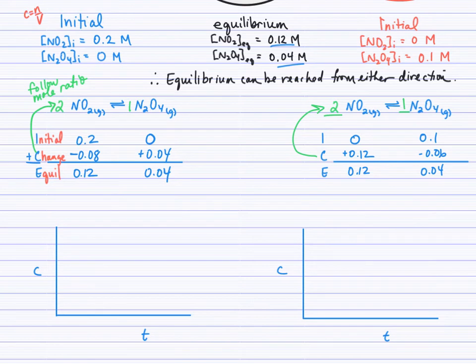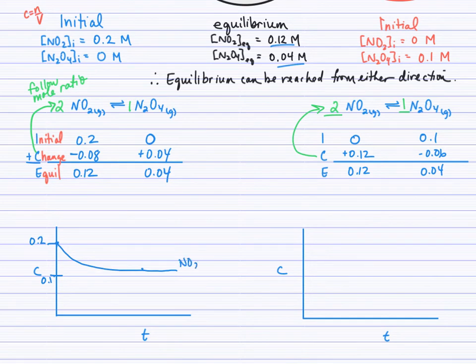Okay, now let's represent these graphically. So I want to plot on the left side the data from the ICE table on the left. Initially the concentration of NO2 is 0.2, so maybe I'll mark this. This will be 0.2 here. And it finishes at 0.12. So I'm going to say that it starts here and finishes maybe about here. And so I show the graph decreasing and then plateauing. The plateau is where the equilibrium concentration has been reached.